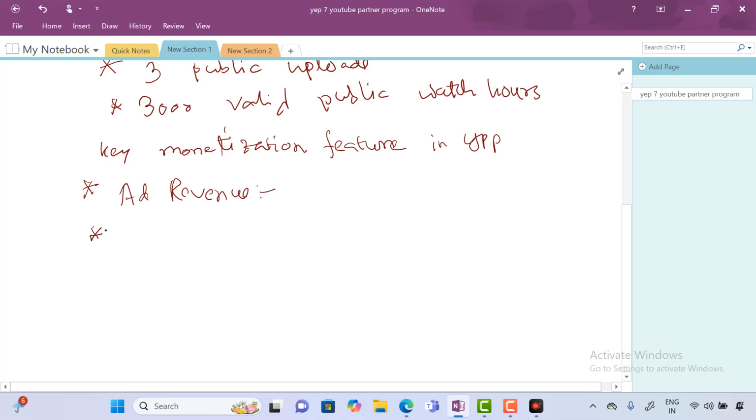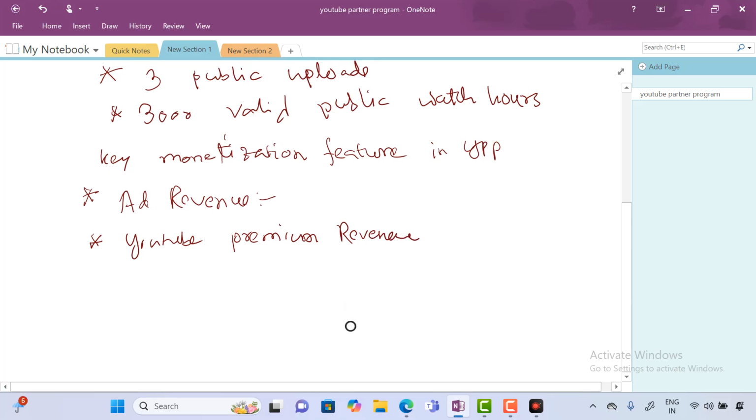The second one is YouTube Premium revenue. What is it? When a YouTube Premium subscriber watches your content, you receive a portion of their subscription fee. That is called YouTube Premium revenue.